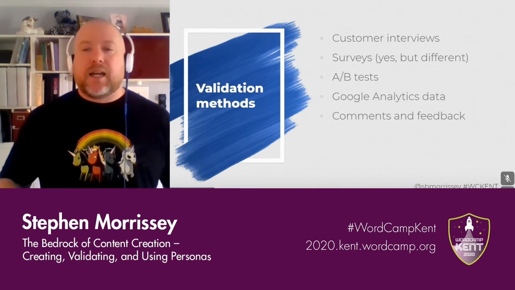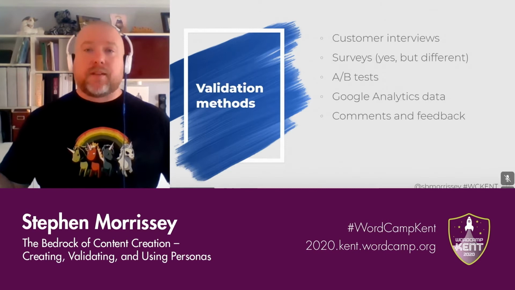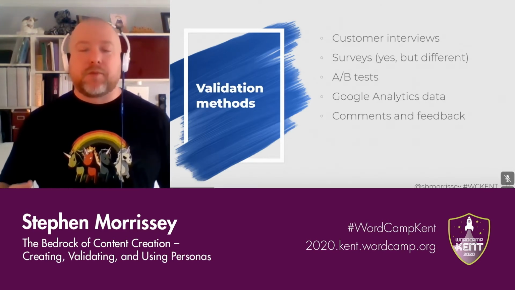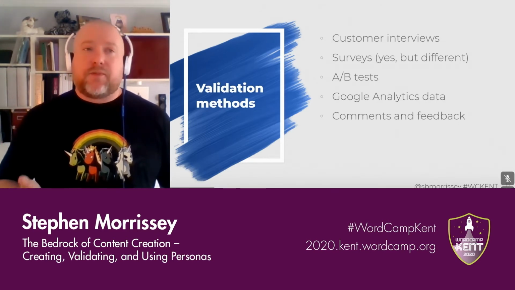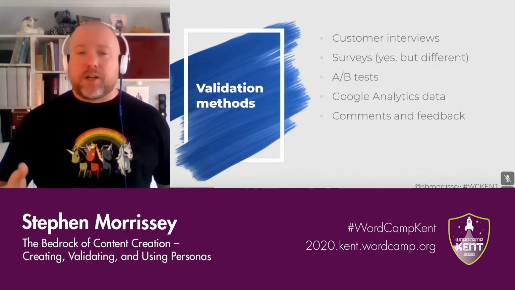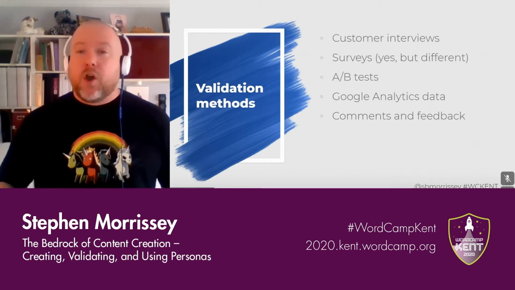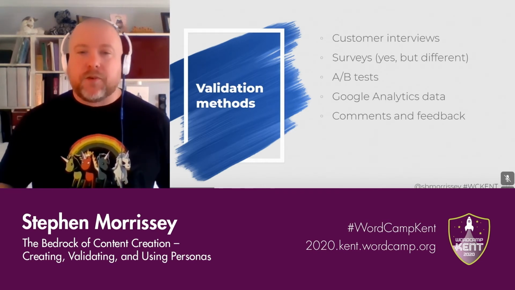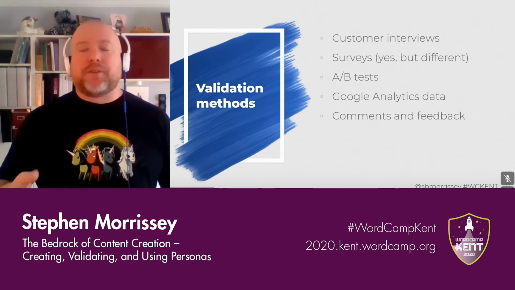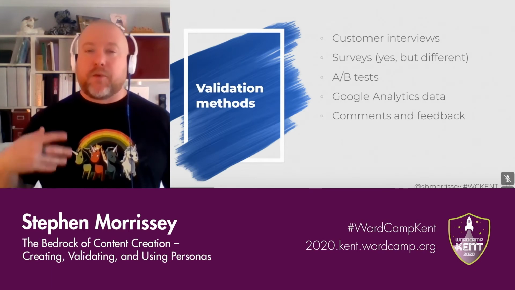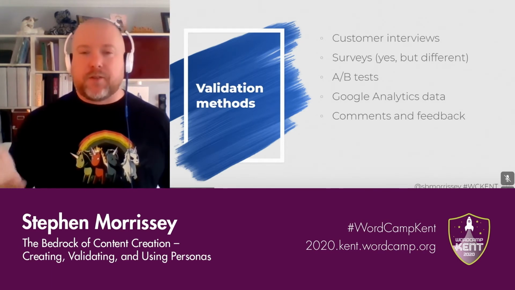Easy enough. And then comments and feedback. Of course, we know that WordPress has commenting and feedback built right into it. Use that. Ask questions at the end of your blog post to say, hey, what are your favorite pet ideas? What are your favorite pet carriers? What do you like most about this organic dog food? Ask those types of questions, and hopefully you're getting some feedback on that and can further refine and validate your different personas.